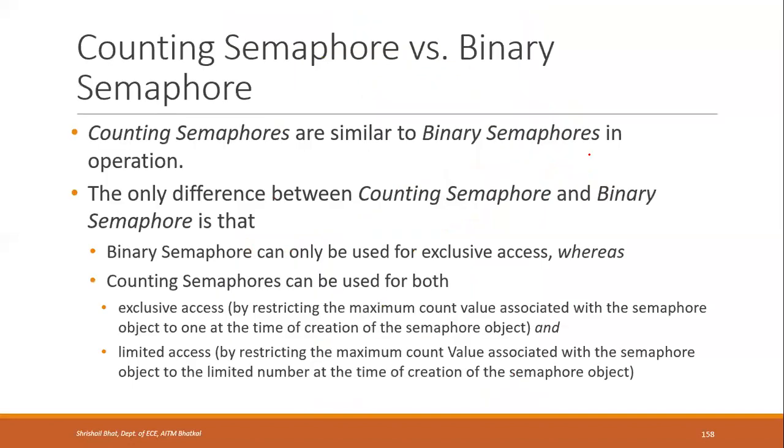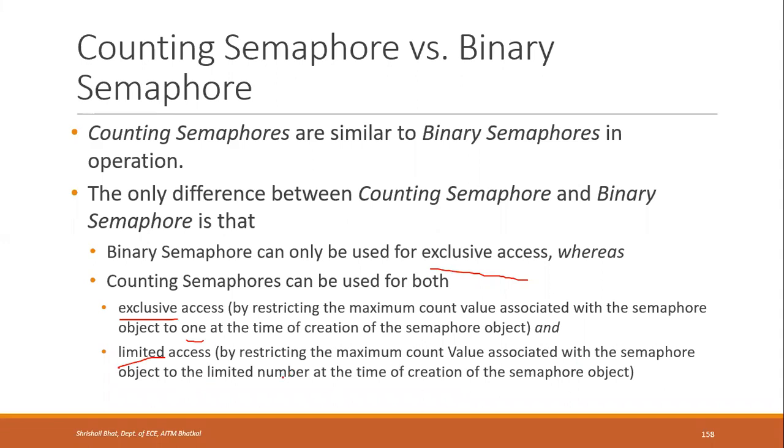So if you compare these counting and binary semaphores in operation, they are very much similar, but the difference is that binary semaphores are used only for exclusive access, whereas counting semaphores are used for both exclusive as well as limited access. Exclusive access means only one process can access that critical section by restricting the maximum count value associated with the semaphore to 1 at the time of creation of the semaphore object.